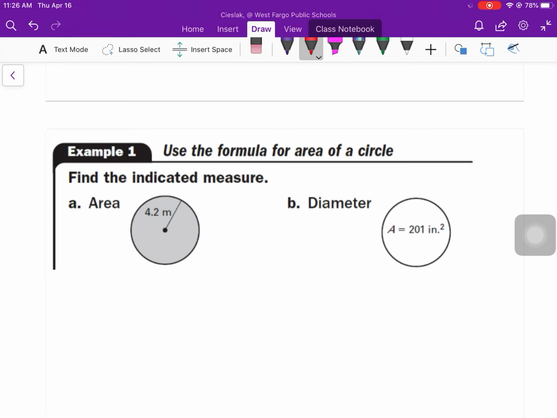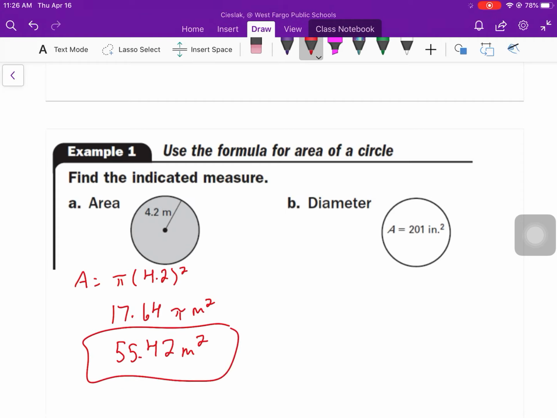The first one, I just want you to find the area. So I'm going to say area is equal to pi times my radius of 4.2 squared. If we wanted an exact answer, 4.2 squared gives you 17.64, and then I could tack on that pi meters squared. We could also ask, and I think this is how we do it on the test, to round to the nearest hundredth. If you did that, you would just take 17.64 times pi, which gives you 55.42 meters squared. That would be my answer.